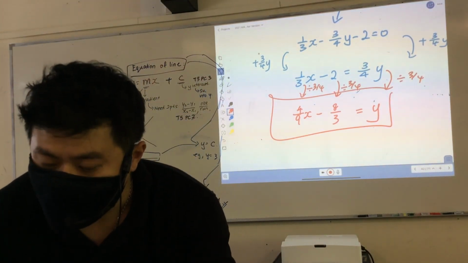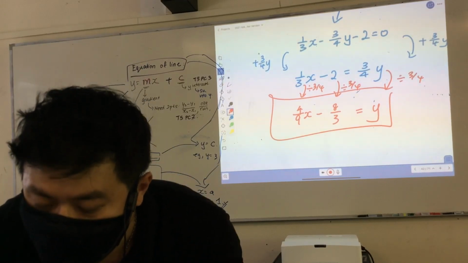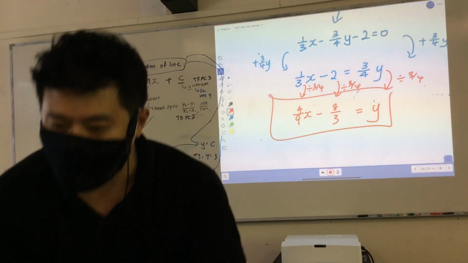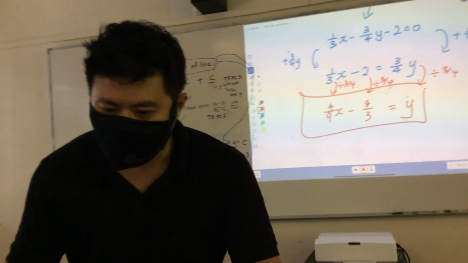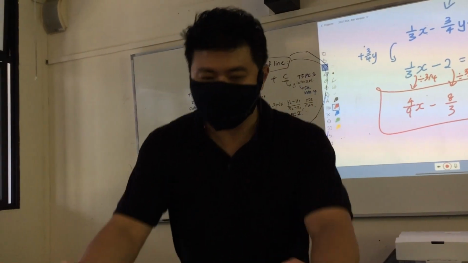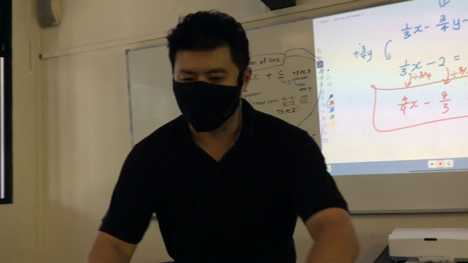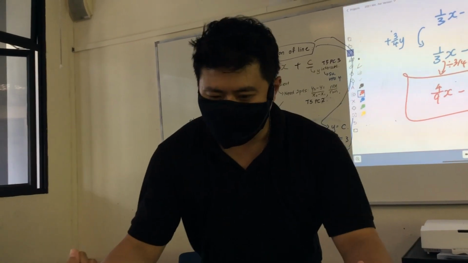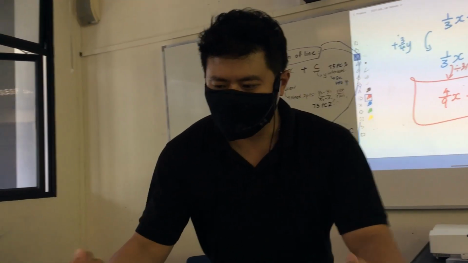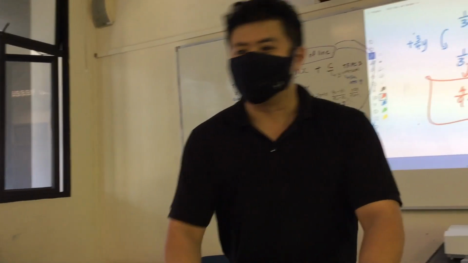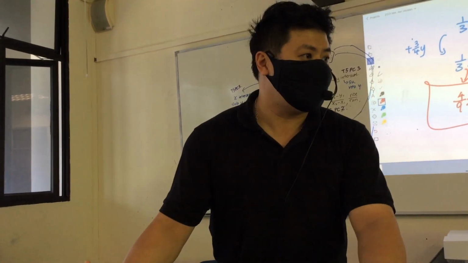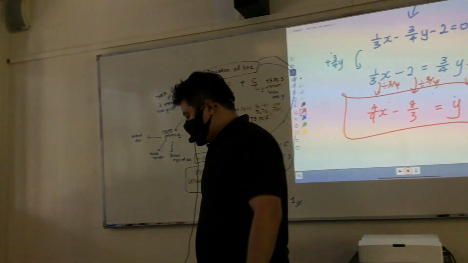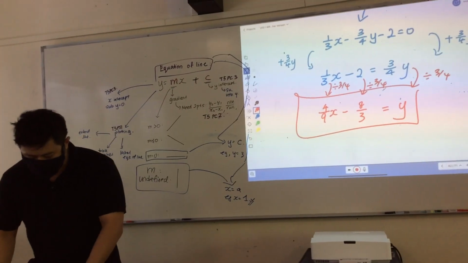Yes, the first form is called the gradient intercept form. Say with me, gradient intercept form. Louder! Your body is so big, you're so muscular, your voice so small. Gradient intercept form. The second form is called the general form. There's no third form.